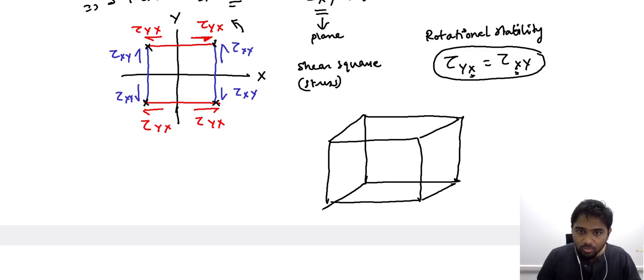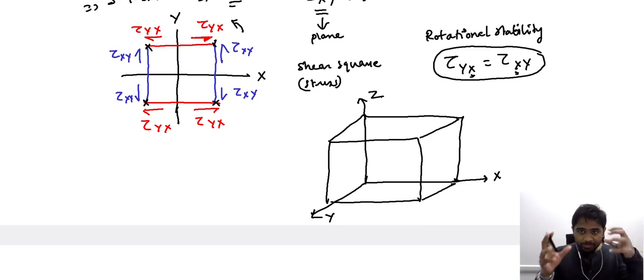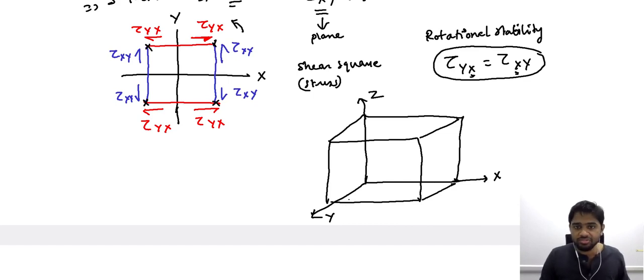And if we superimpose the coordinate system, then this would be our x-axis, this would be our y-axis, and this would be our z-axis. So what we have done is consider the element of a sample that is experiencing a triaxial loading condition, and we have superimposed our coordinate system onto it.